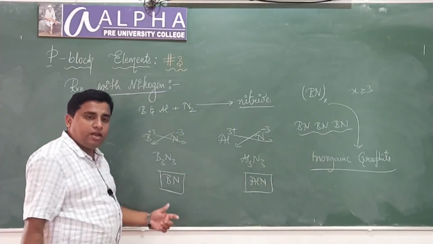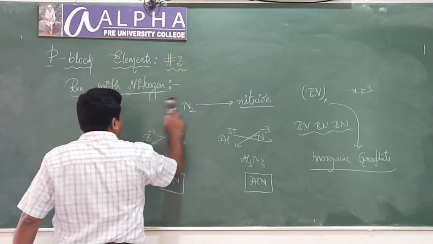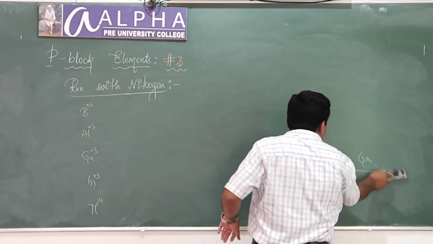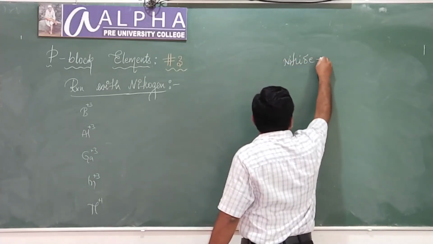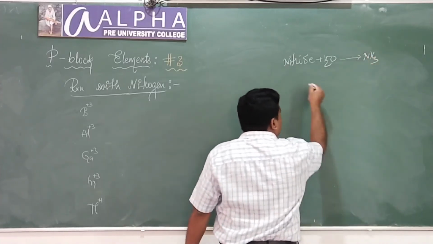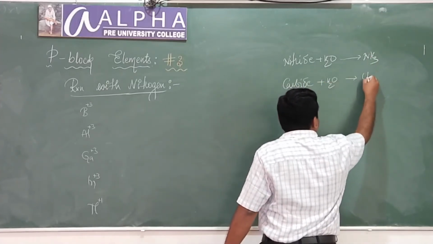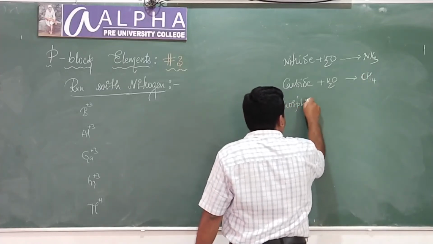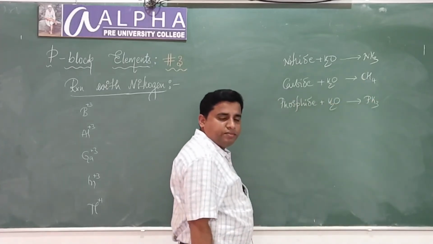Now, what happens when boron nitride and aluminum nitride are hydrolyzed? We know hydrolysis means reaction with water. When any nitride is hydrolyzed, ammonia gas is liberated. When any carbide is hydrolyzed, methane gas, CH4, is liberated. When any phosphide is hydrolyzed, it will form phosphine. Correct?